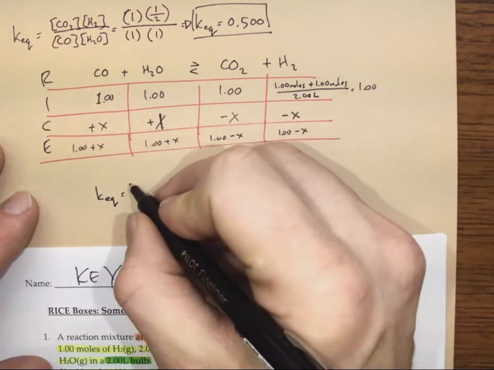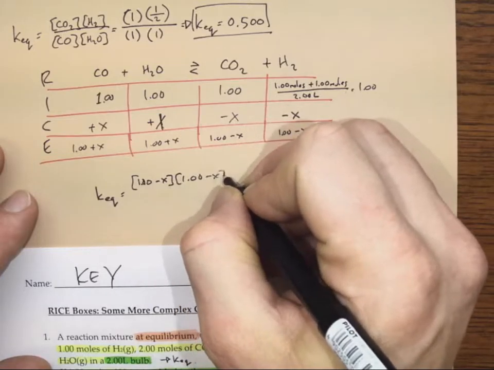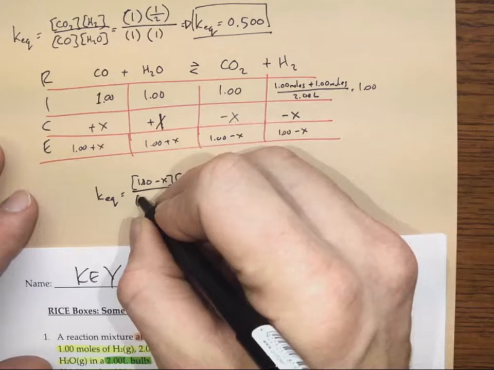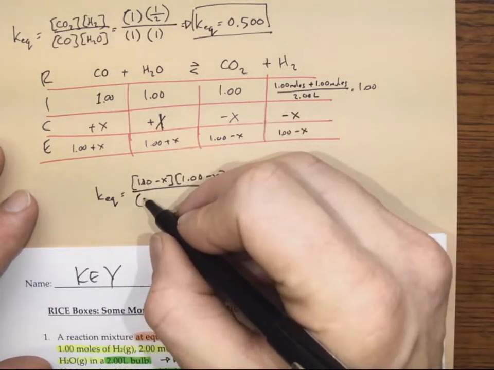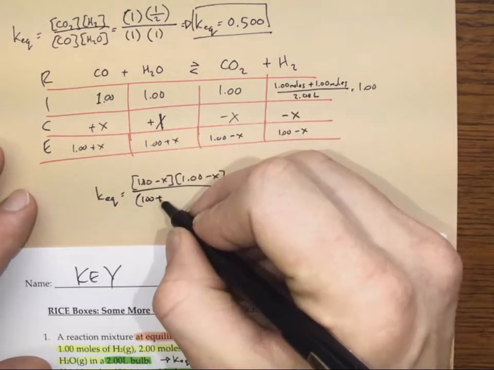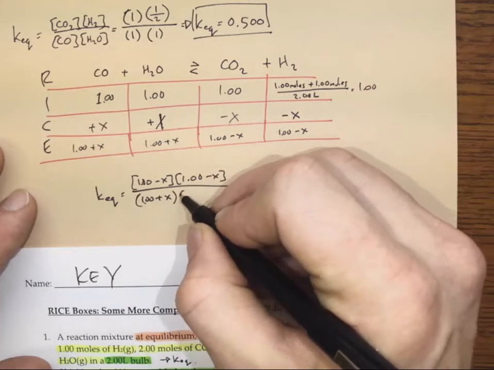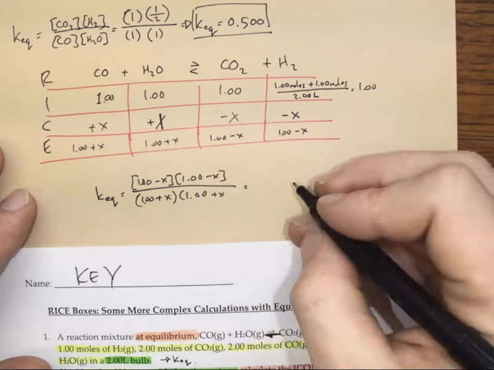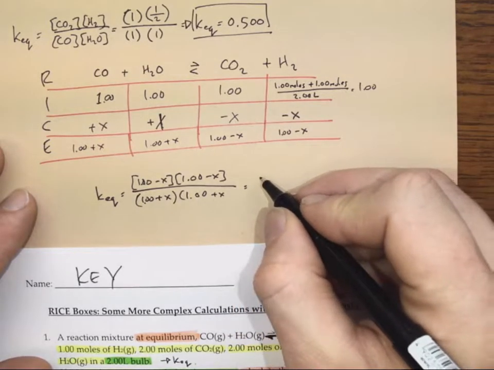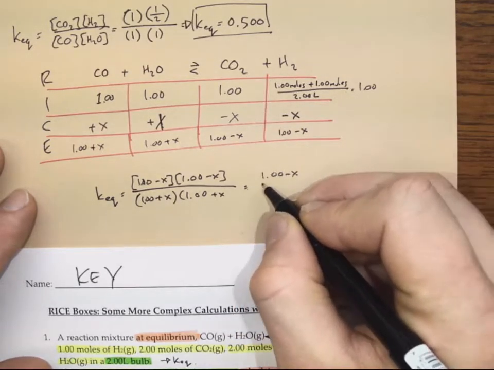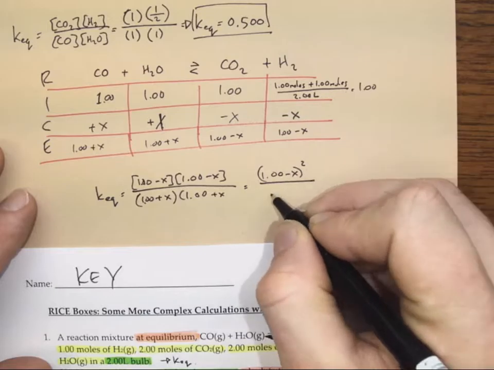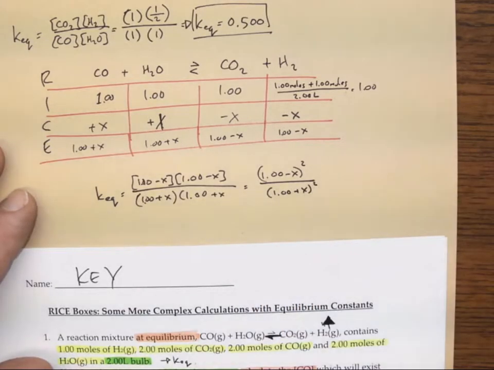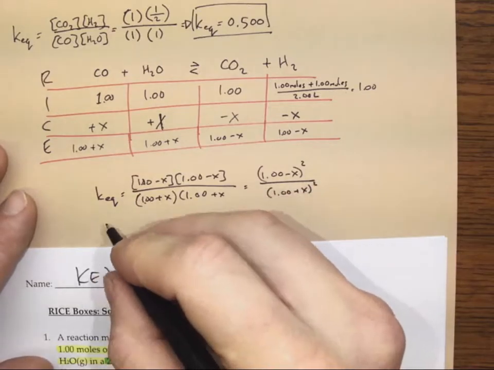1.00 minus X, 1.00 take away X, concentration. Oh, I guess I don't need regular parentheses because I'm actually just putting in my concentration values. 1.00 plus X, which you may notice is 1.00 take away X squared over 1.00 plus X squared.